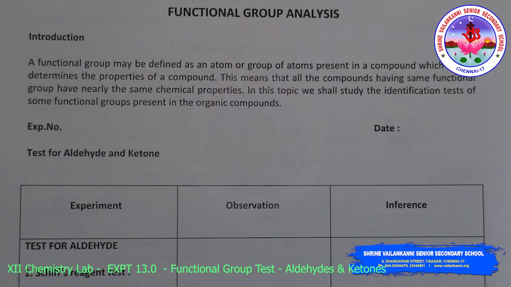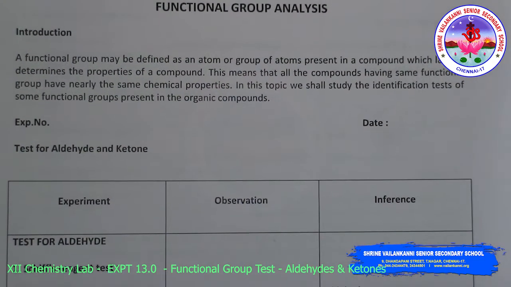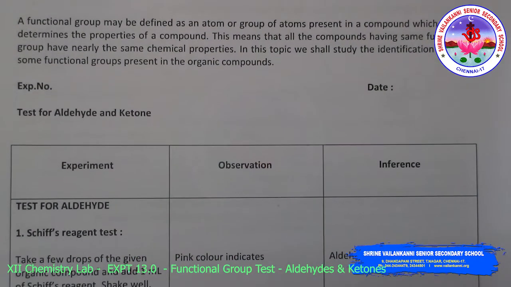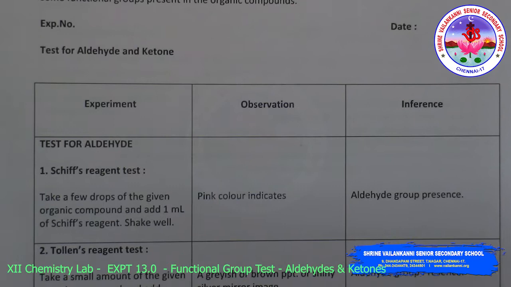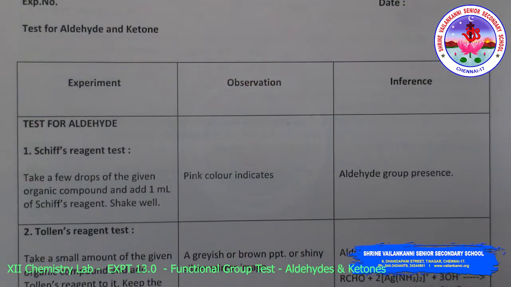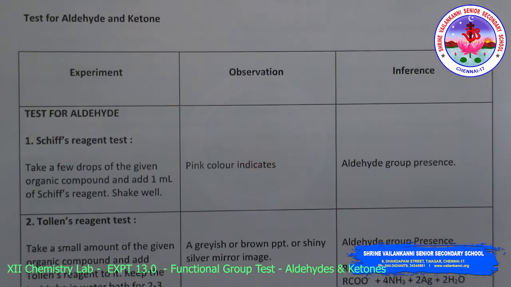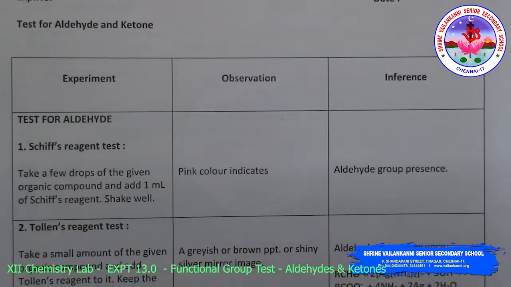So, in this topic we shall study the identification tests of some functional groups present in organic compounds. Here we are going to discuss aldehydes and ketones, then alcohols and carboxylic acids. The first experiment: aldehyde and ketone. The aim of the experiment is to test for aldehyde and ketone.